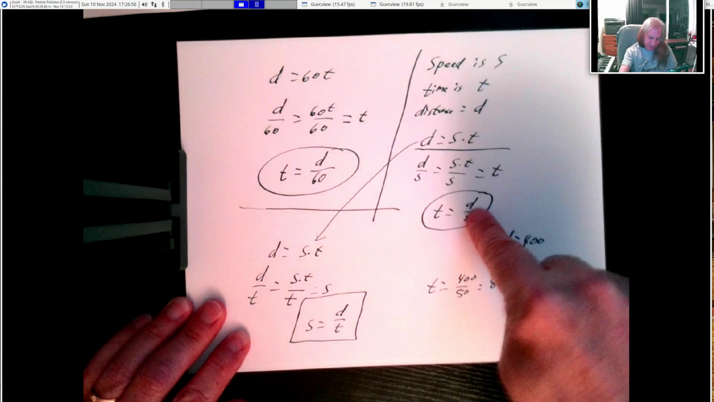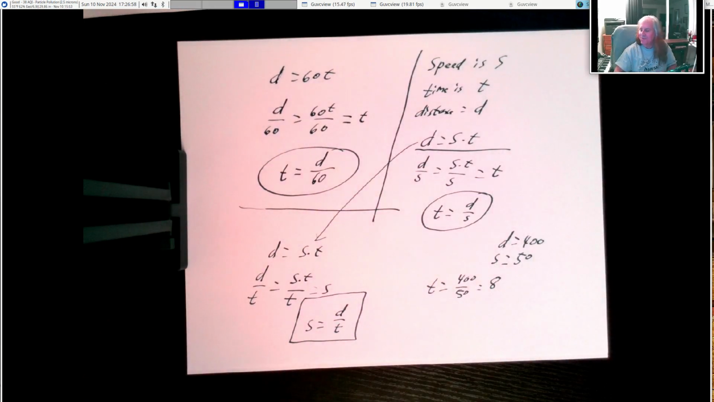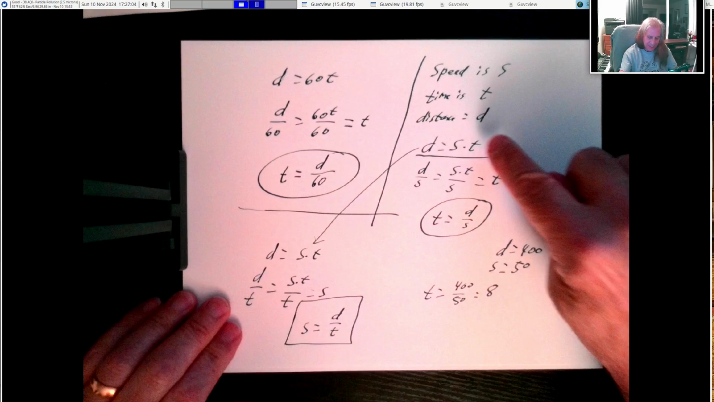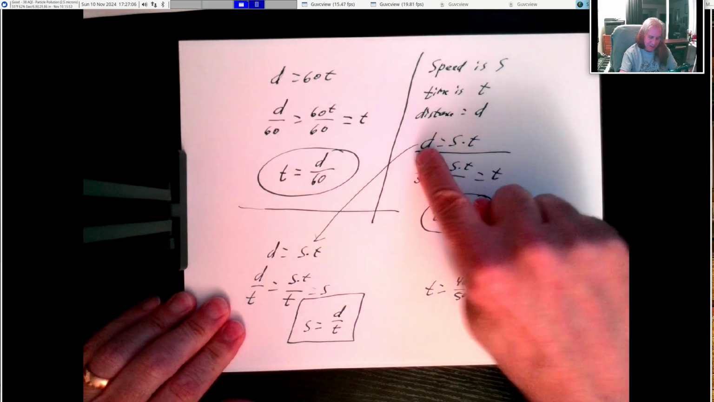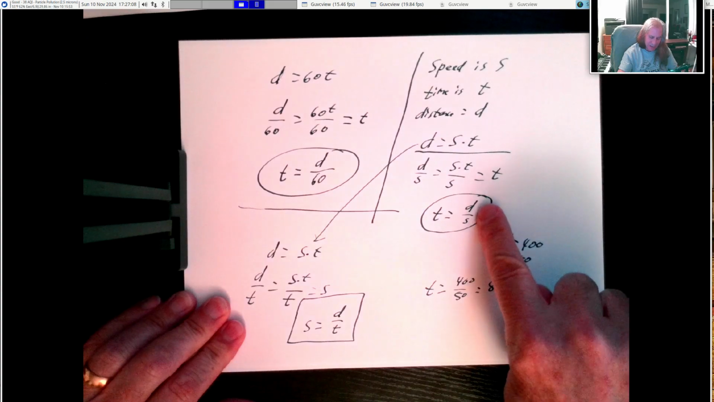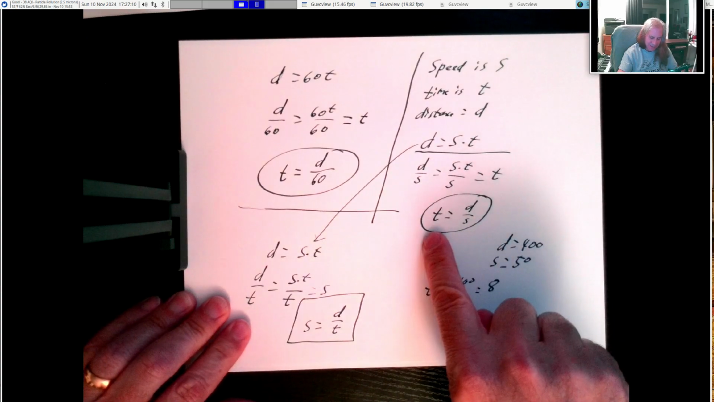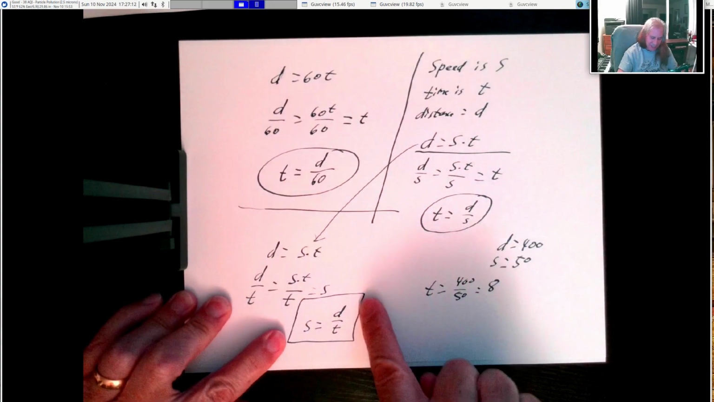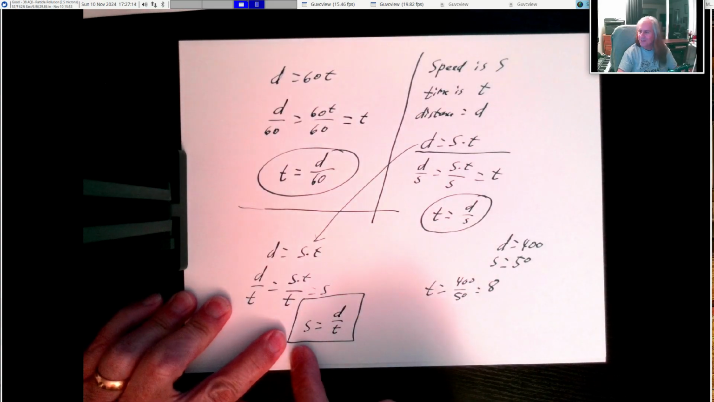So all 3 of these equations are basically the same information, but algebra lets us manipulate them into different forms. In this case, I know my speed and time, and I want to find distance. In this case, I know my distance and my speed, and I want to find time. In this case, I know my distance and time, and I want to find speed.